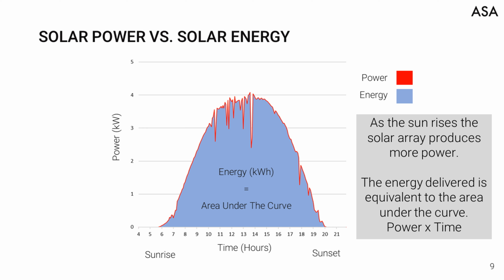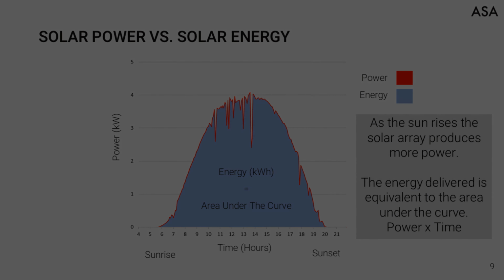The system's energy production is expressed in blue. The power peaks in the middle of the day, and the energy delivered over the full day is equivalent to the area under the curve. This is because energy is equal to power times time, the area under the curve.